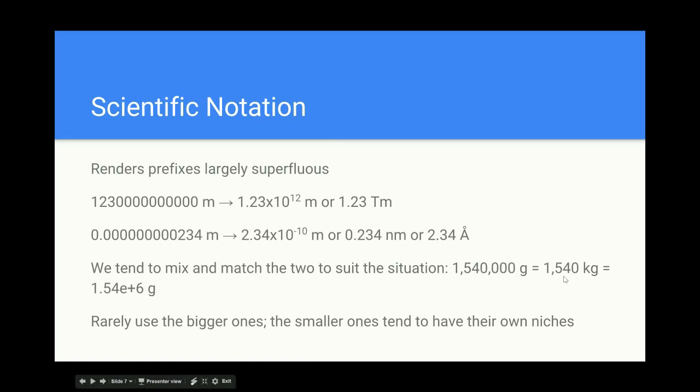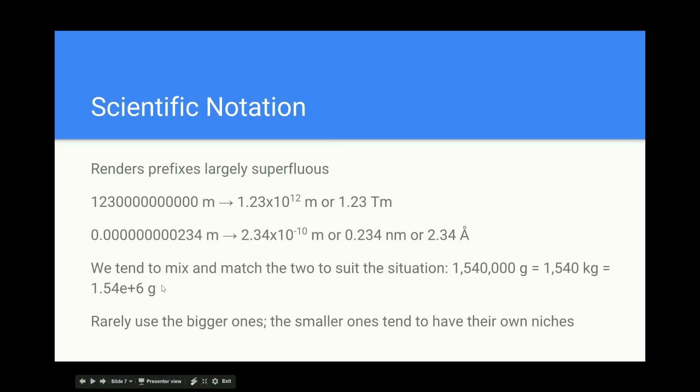1,540,000 grams is 1,540 kilograms is 1.54 times 10 to the 6th grams. Okay? This is another way of writing it. If you ever work with a spreadsheet program like Excel, you'll often see this E plus 6 or E minus 6 if it's a negative sign here. That's just E, just means times 10 to the. It's sometimes also a capital E.